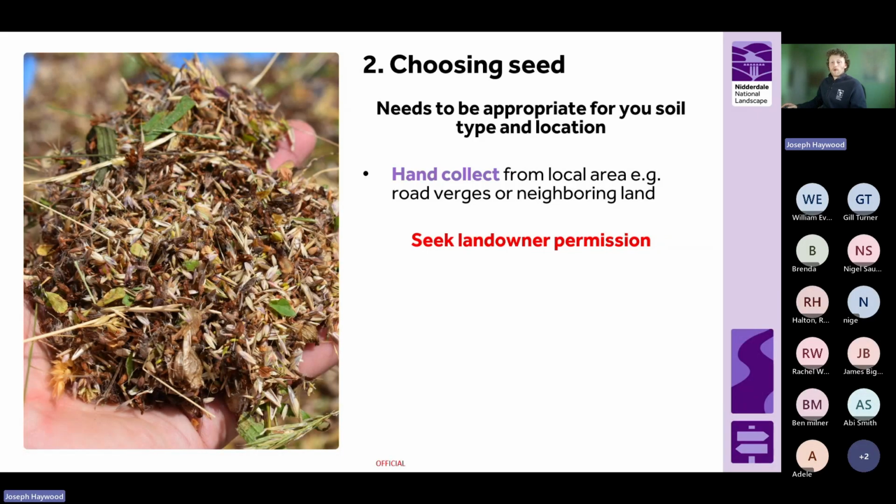And you don't want to take more than a third of an area of flower. So if you find a 3 square meter area of betony, you only want to take 1 square meter's worth of seed from there, and you only want to do that every 3 years, because you don't want to deplete the seed source that allows that patch of betony, in this example, to continue. So you want to take a third every 3 years.